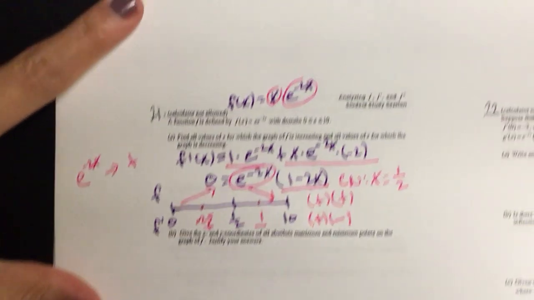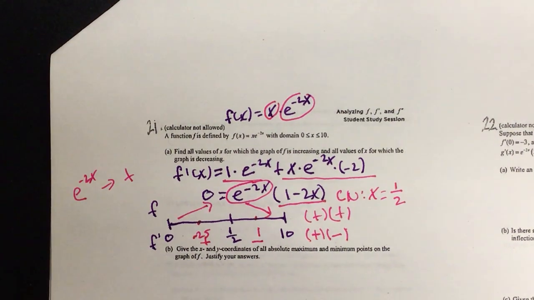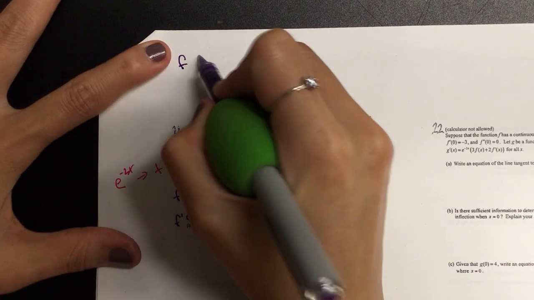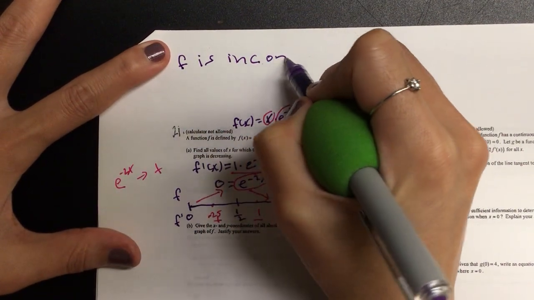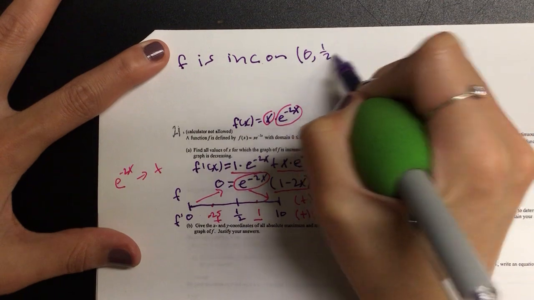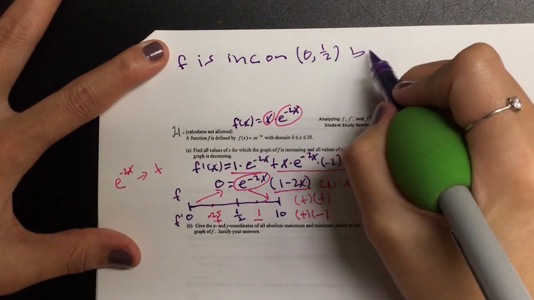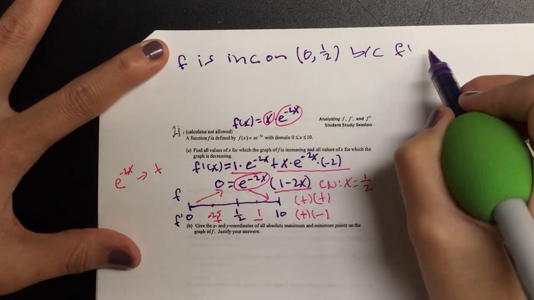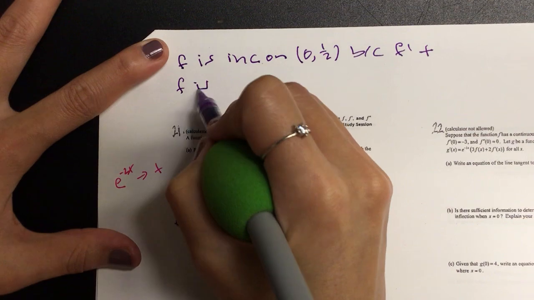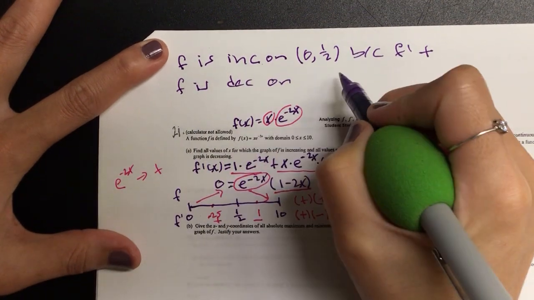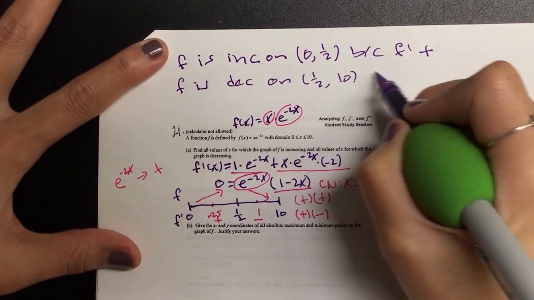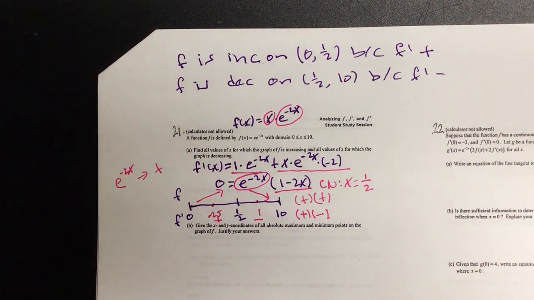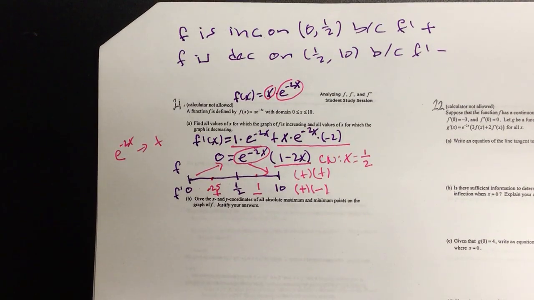Let's write the result on the very top. See if I can zoom. Okay. On the very top, I'm going to say the function is increasing on the interval 0 to 1/2. And you have to give a reasoning. Because f prime is positive. And then we know the function is decreasing on the interval 1/2 to 10. And that is because f prime is negative. Are we okay with that part?